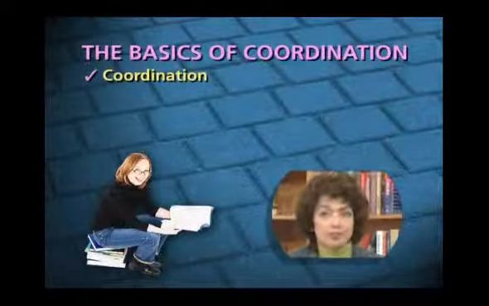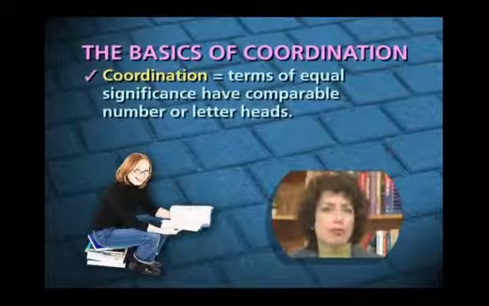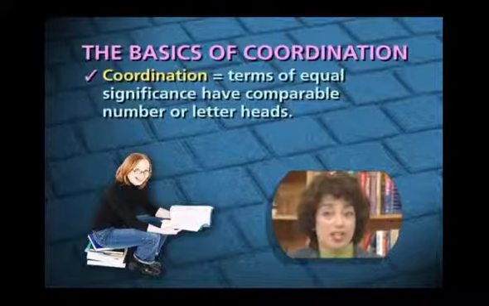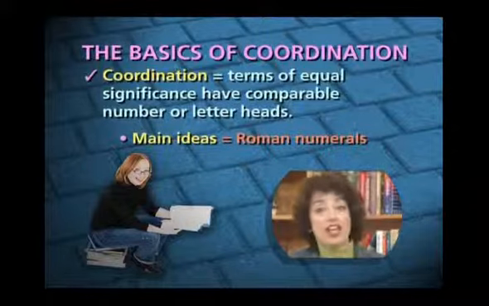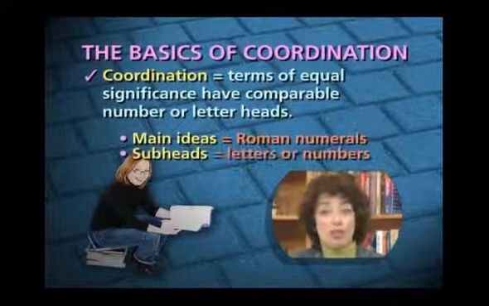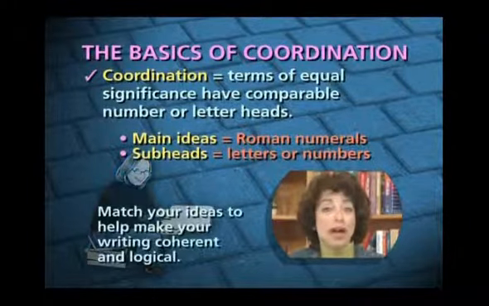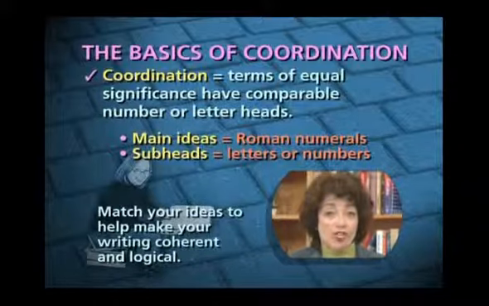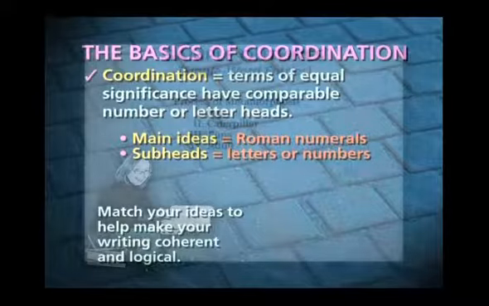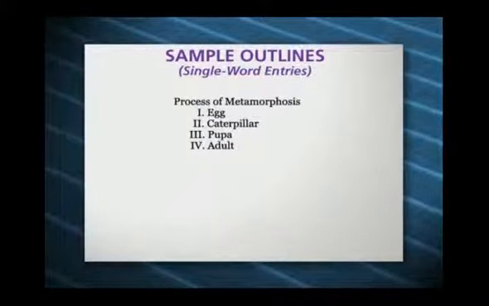Second is coordination. Coordination means terms of equal significance have comparable number or letter heads, so that main ideas are all denoted by Roman numerals, and then subheads are A's, ones, and so on. So you match your ideas and coordinate them. It helps you make your writing coherent and logical. So going back to one of our previous outlines, we had each stage in metamorphosis. They were all equal because they were coordinated.